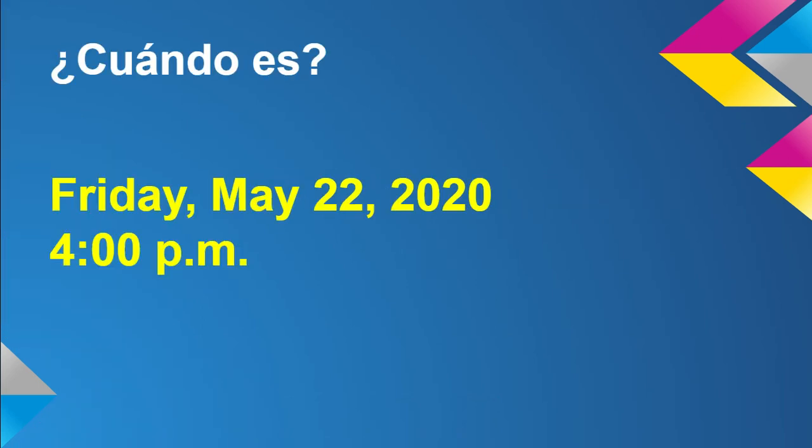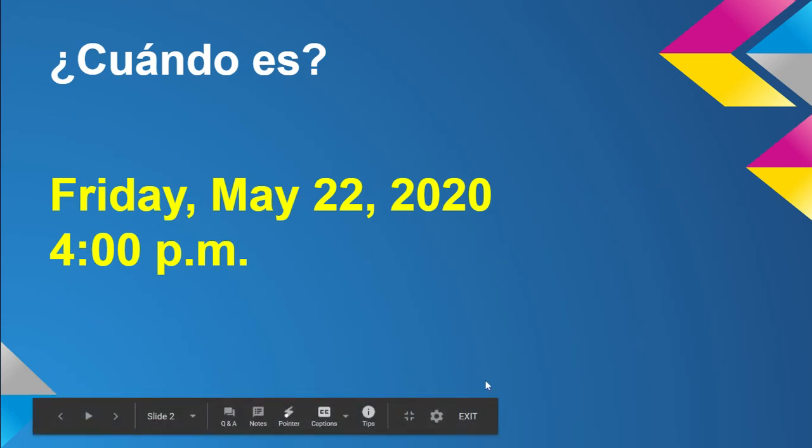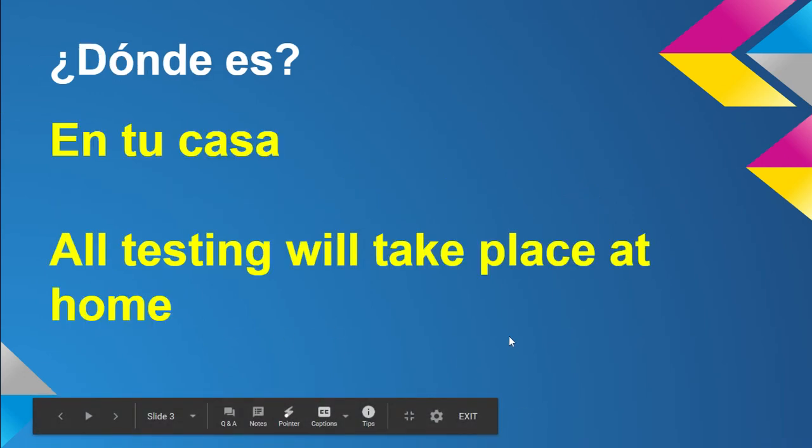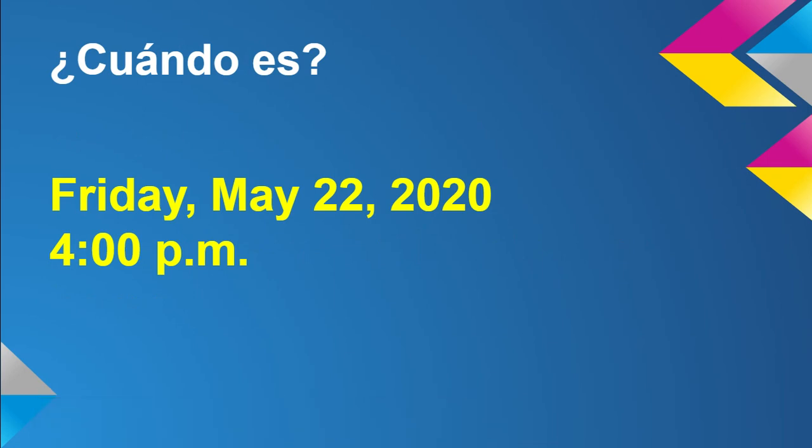So the date is Friday, May 22nd at 4 p.m. It is the very last exam of all of the exams. There is a June makeup date if you have some sort of problem happen. But to start, everyone is going to take the test on Friday, May 22nd at 4 o'clock p.m. The time is set. You can't do it 5 minutes earlier, 5 minutes later. It's going to be occurring at the same time across the country.